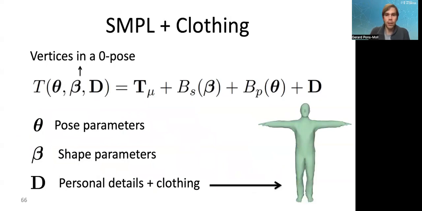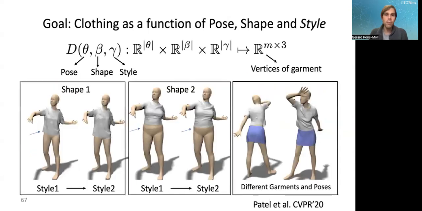So we saw that we can apply these displacements, or we can cut the mesh into pieces in order to separate the different garments. And this is the representation we use here, which is based on this CAPE representation. So here we want to learn a function that produces clothing geometry as a function of the pose, shape, and the style.